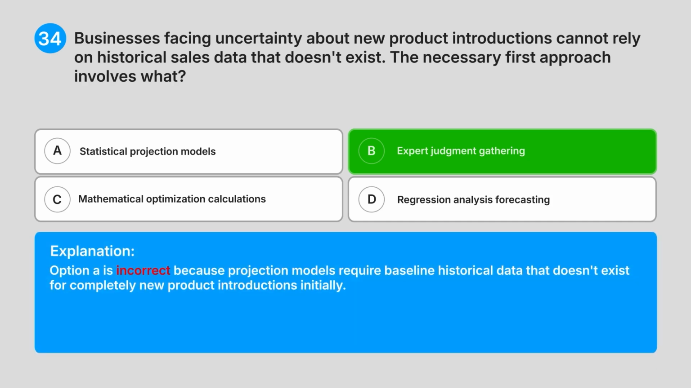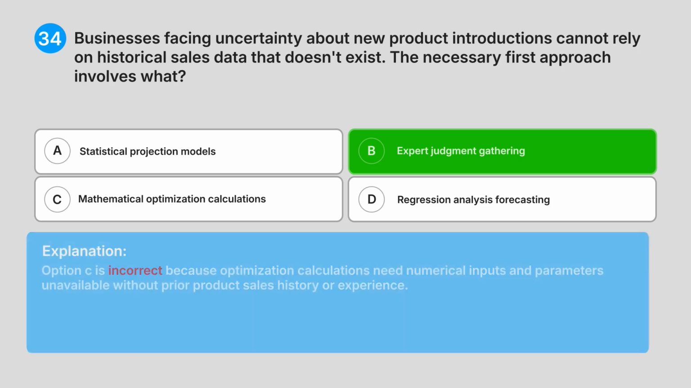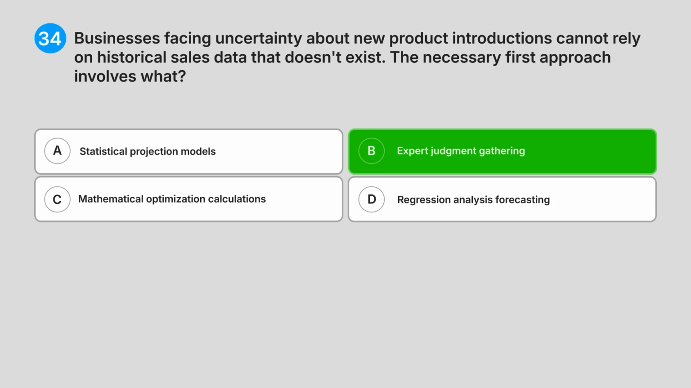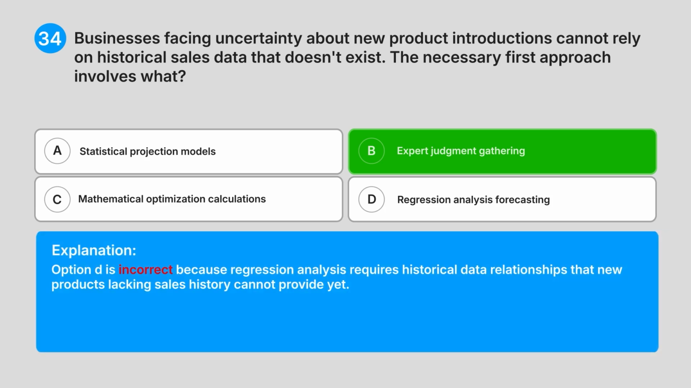Option A is incorrect because projection models require baseline historical data that doesn't exist for completely new product introductions initially. Option C is incorrect because optimization calculations need numerical inputs and parameters unavailable without prior product sales history or experience. Option D is incorrect because regression analysis requires historical data relationships that new products lacking sales history cannot provide yet.